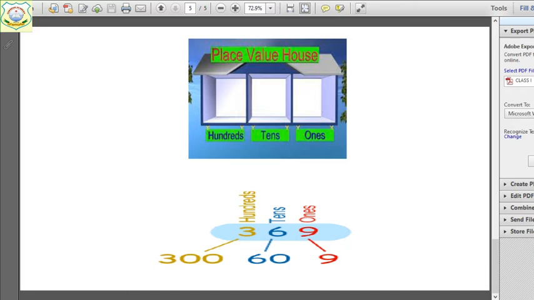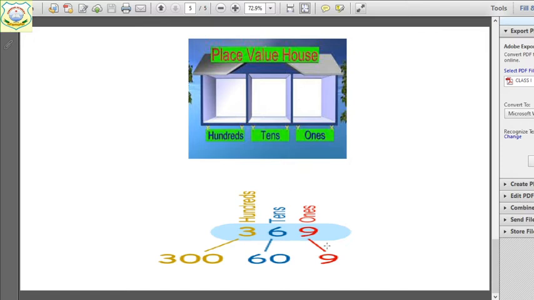There are 3 rooms in this place value house. You can see a house over here. Now how many rooms are there? Yes, there are 3 rooms in this house. First room is of ones. Second room is of tens. And the third room is of hundreds. Yes, you all are correct. Correct guessing, everyone. So this is a place value house.